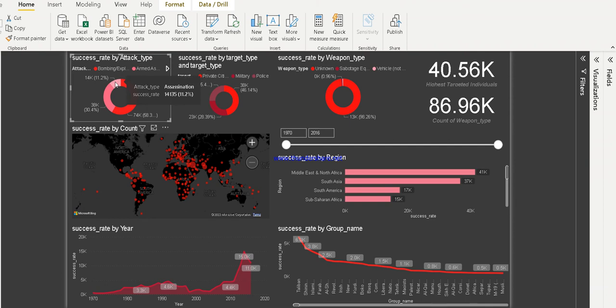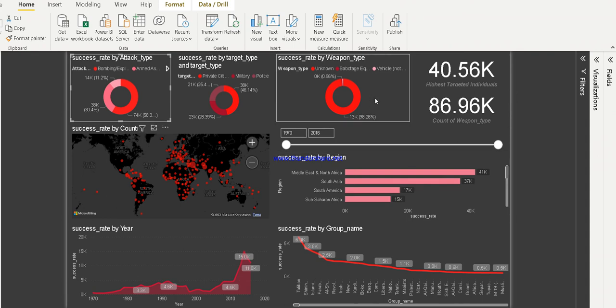14,000 killings have been done. The next one is about the success rate by target type. The target types include private citizen, military, and police. As we can see, private citizens and property are impacted the most, at 46% of the total. The second is the military personnel impacted by terrorist attacks. And the last one is the police personnel.